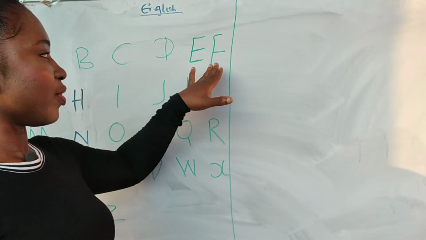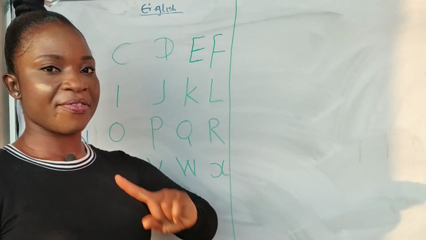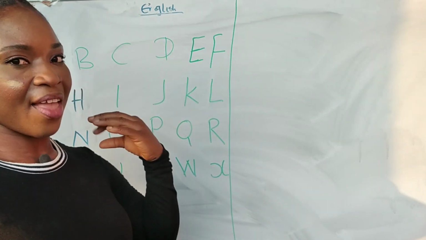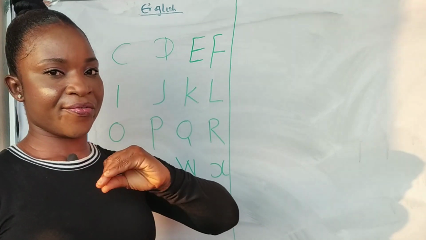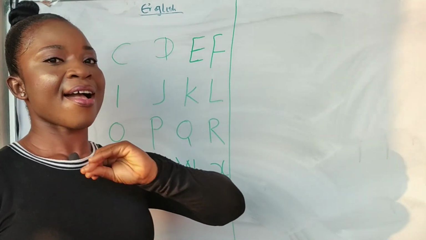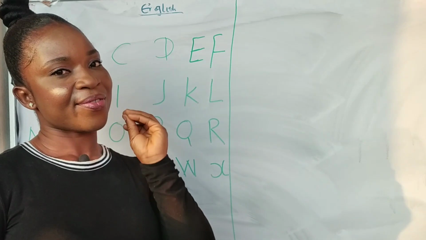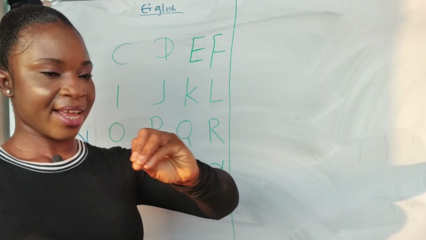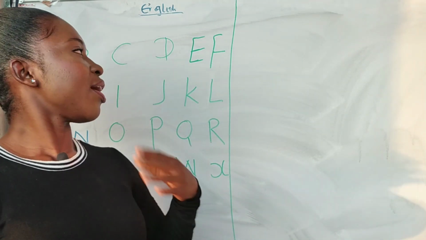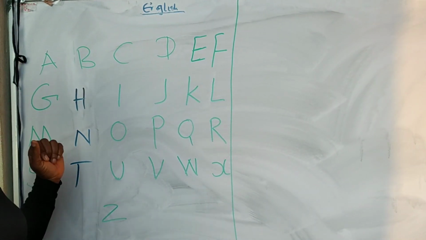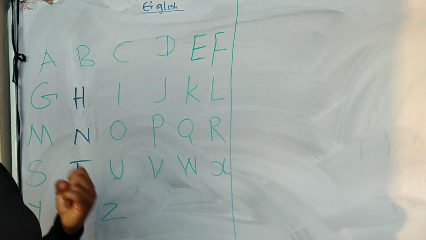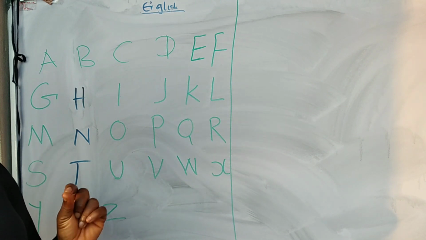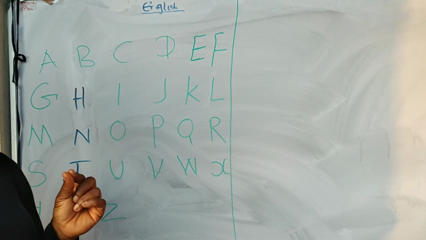All right, then we have the F or the F sound. For instance, we have F for father, F for fat. All right, so let's move to G here. We have this G as the G and the G as well. For instance, we have G for gist and G for girl.